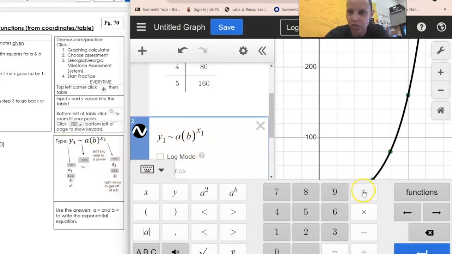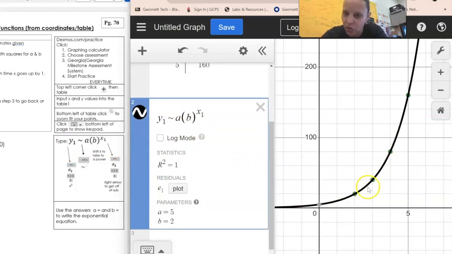As soon as you do that, you notice what it did? It drew the points. I'm just going to minimize this real quick. It drew the points, or your graph, through your points. So again, if this graph does not go through all your points, something just happened. Okay, so double check that you actually typed in what we typed.